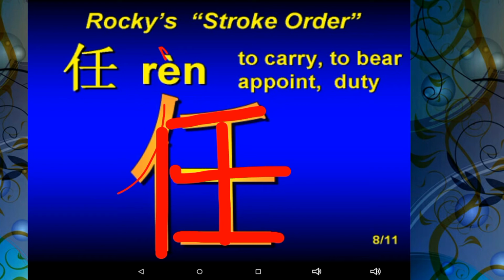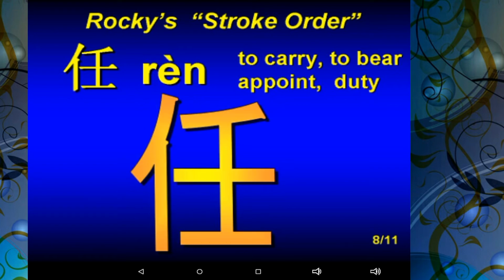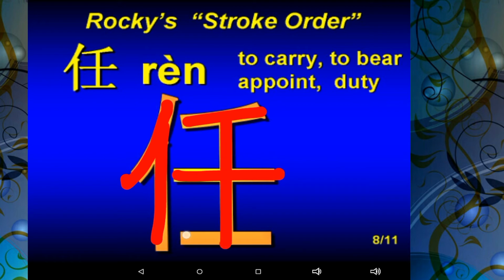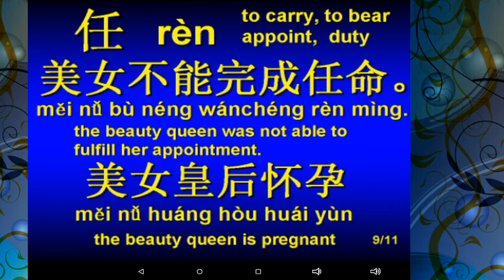Okay? Now let's try that again, Danya-san. Danya-san, ready? Yi, Er, San, Si, Wu, Liu. Right? Very, very good. Very good, Danya-san. And remember the stroke order. Now let's see how our character works. Our character means to carry, to bear, or to appoint, or it also means to have a duty.